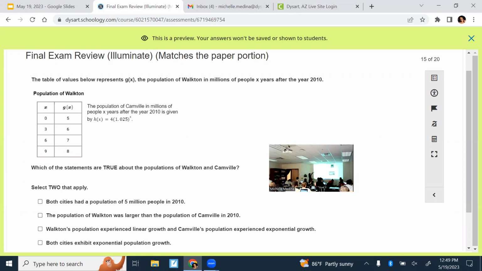So Washington is one city, and then Camville is another. They give you one as a table and one as an equation. They're not the same function. Based on how this equation is set up for h of x, I know it might be hard to see, but you also have a paper with it. What type of function are we dealing with? We really only learned a few types this semester. One of the types we learned this semester?